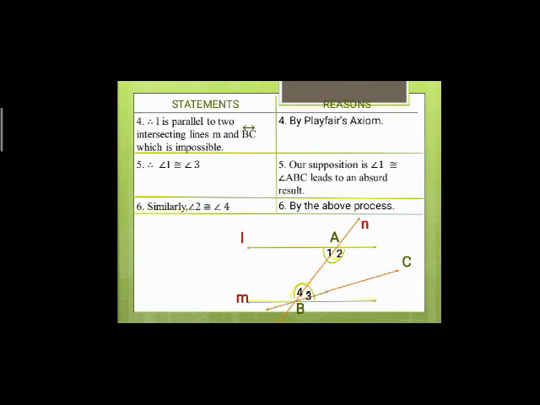So our assumption is wrong. It means angle 1 is congruent to angle 3. So the thing is already proved. That's why we write QED. Hopefully you all understand theorem number 3 and also theorem number 4, both the converse of each other. So you easily understood both theorems.